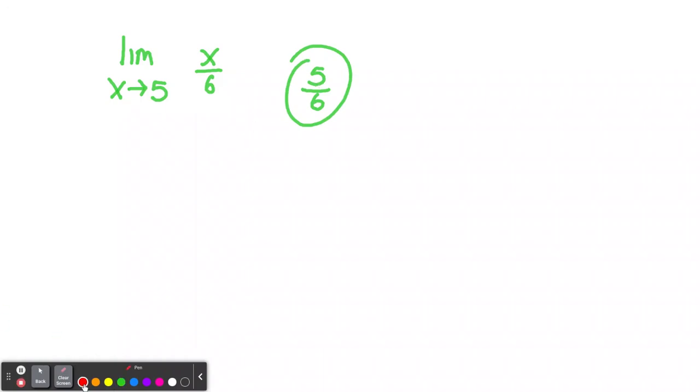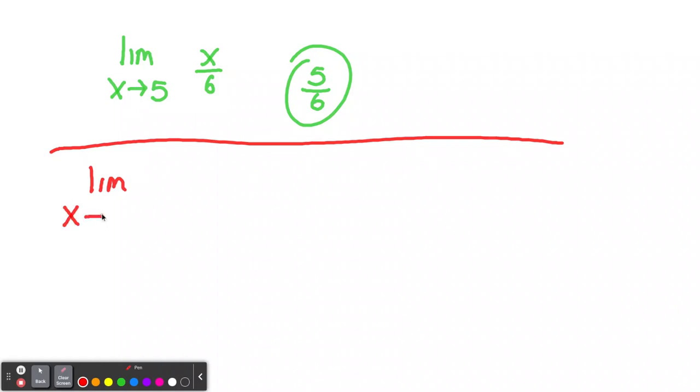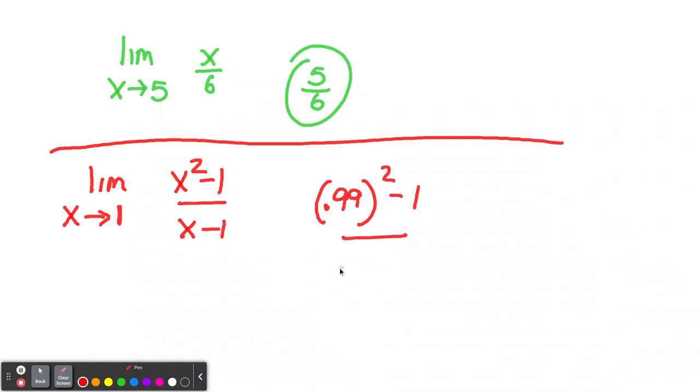Now let's go back to the original problem. Just plug it in, that's your first step. We had the limit as x approaches 1 of x squared minus 1 over x minus 1. We can't just plug this in, because, first of all, I forgot to put in the x approaches 1, and if we plug it in, it becomes undefined. So we want something close to 1. What's close to 1? Well, if you did 0.99 squared minus 1 over 0.99 minus 1, you can see that it's 1.99. It's closing in on 2.